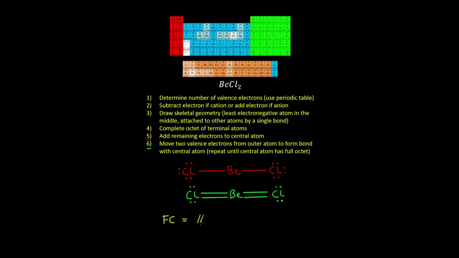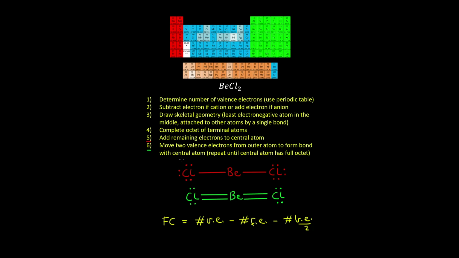which is equal to the number of valence electrons minus the number of free electrons and minus the number of bonded electrons on 2. So from the periodic table, we know that chlorine has 7 valence electrons, and we have 6 assigned electrons, and then minus 2 electrons per bond, divided by 2. So basically the concept of formal charge assumes that those electrons are shared equally between the bonded atoms.